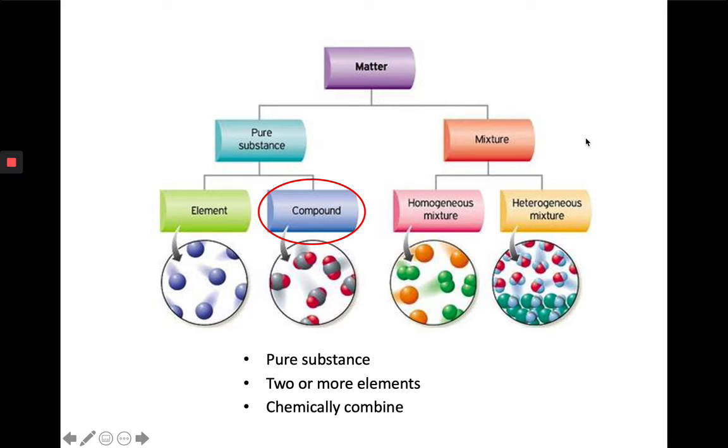So let's start with a review of our classification of matter. What exactly then is a compound? It's a pure substance with two or more elements chemically combined. So today we're going to look at what it means to be a chemically combined compound, or a molecular compound.